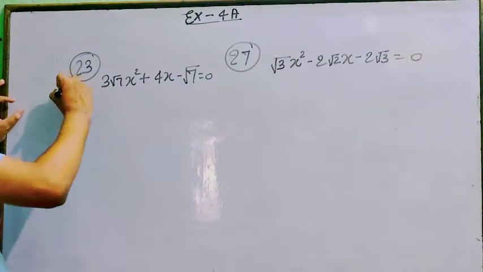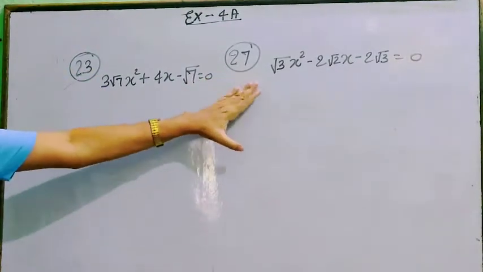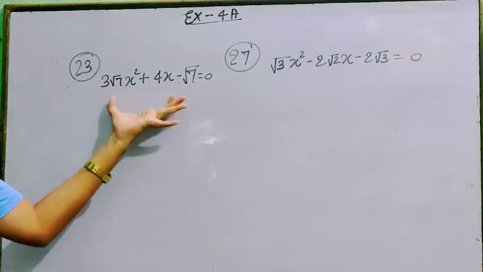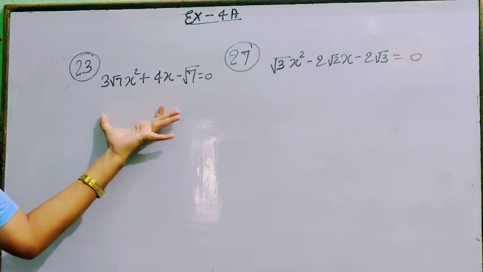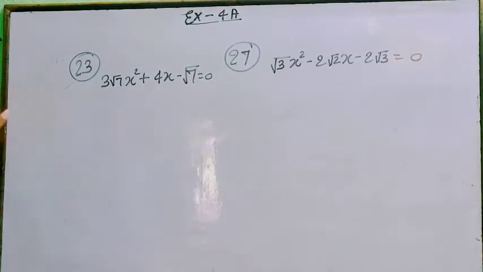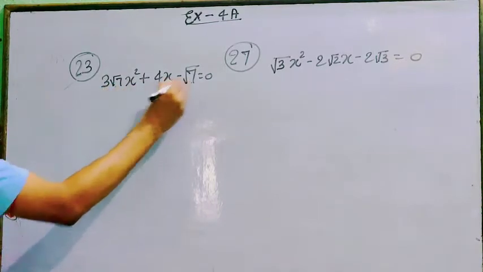Now see questions number 23 and 27. Both are related to roots, that is, irrational numbers. So dear student, once again you will see how you can solve if your question is given in irrational form. So first, it is 3 root 7 and root 7.